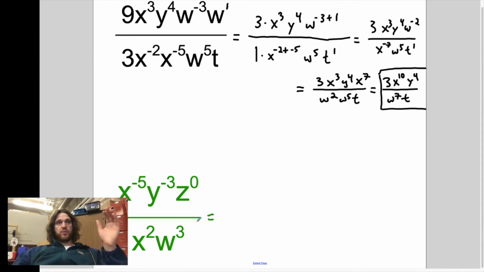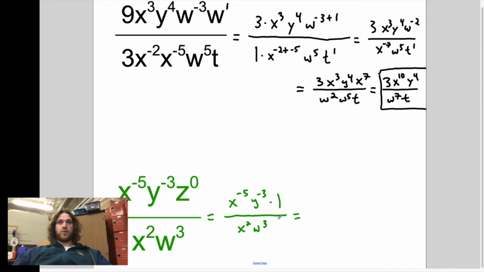So again, let's repeat that. Are there any fractions that need simplifying? Nope. Is the top simplified? Actually, not completely. Every variable only appears once, but z to the 0 is actually just 1. So it's not z to the first, it's just 1. So this whole thing can be replaced with a 1. So that's x to the minus 5, y to the minus 3 times 1. And then the bottom we have x to the second, w to the third.